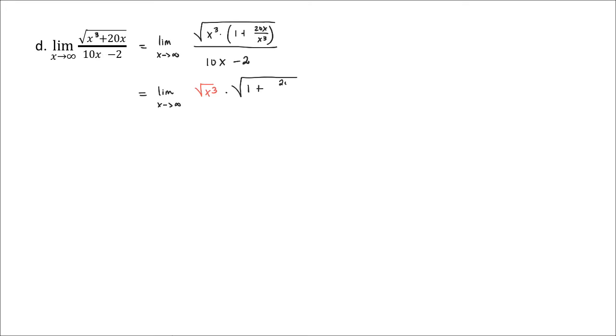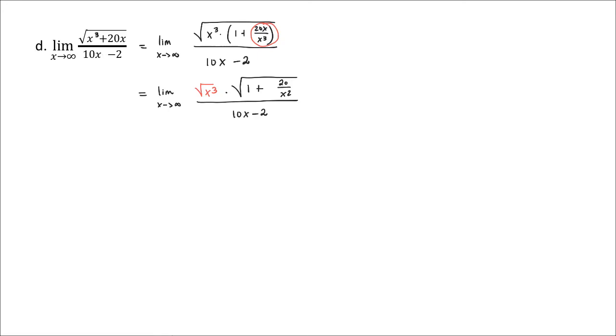And the largest power is x to the third. Let's factor that out. So that will be the square root of x to the third times 1 plus 20x over x to the third. Then this will be divided by 10x minus 2. Nothing changes there. Now using properties of radicals, we're going to go ahead and separate this radical right here. So we're going to have the square root of x to the third, that's going to come out, times the square root of 1 plus 20 over x squared, because I am also simplifying this last term right there. That's going to be divided by 10x minus 2.